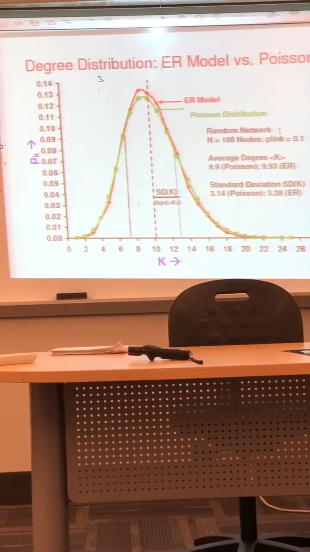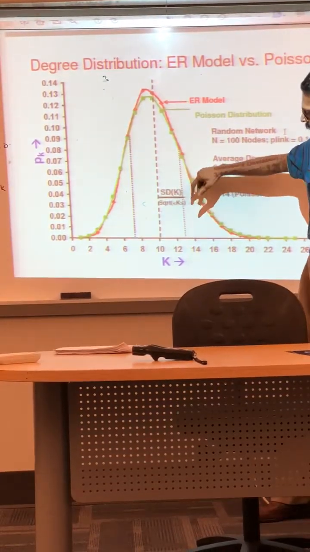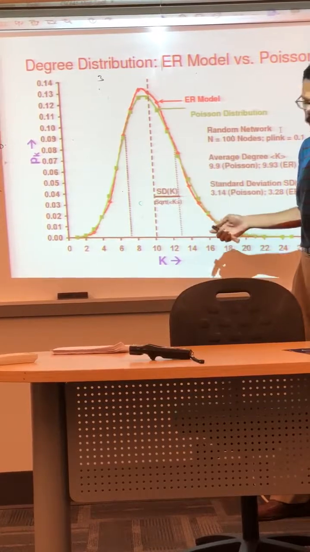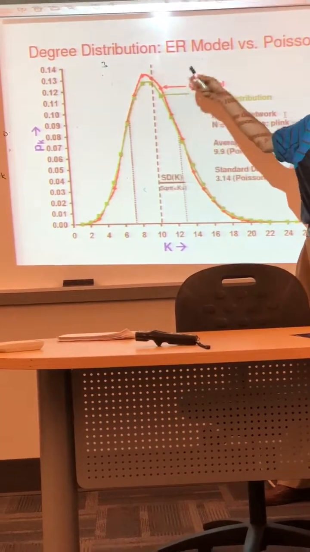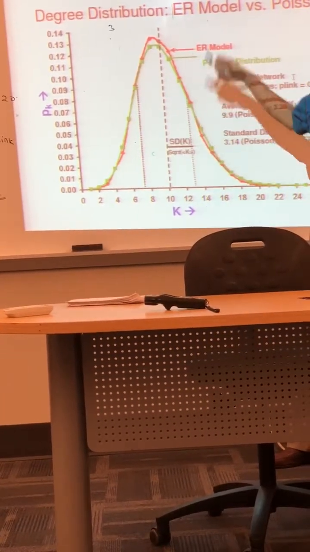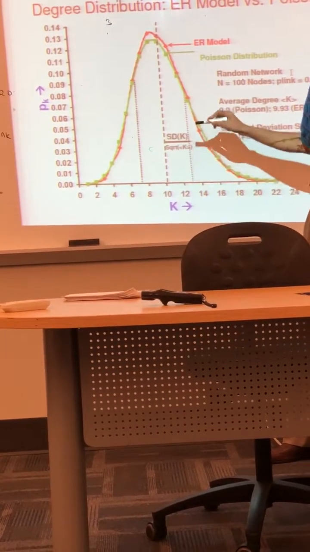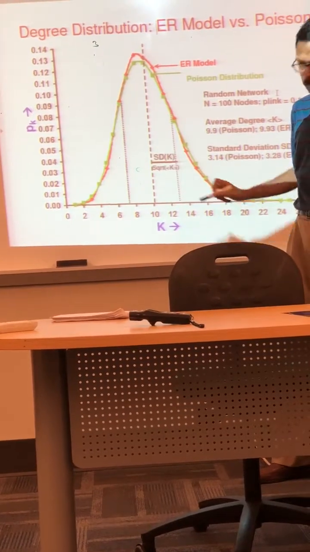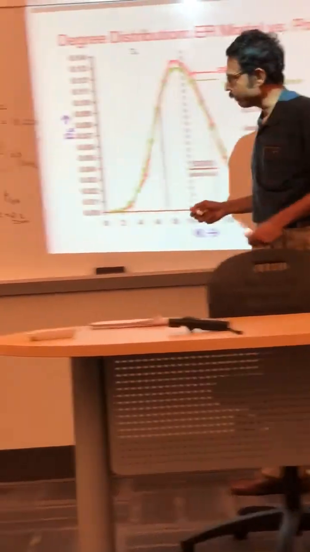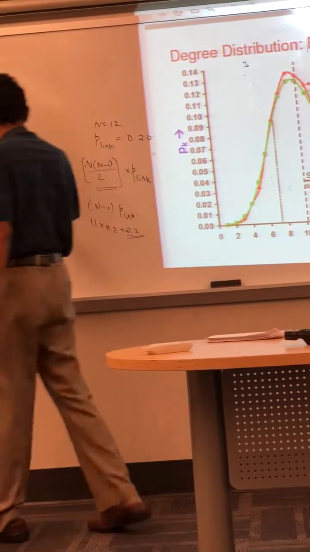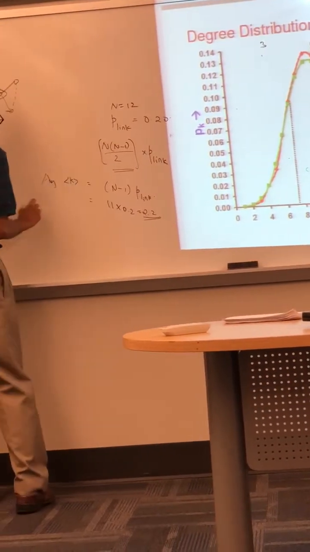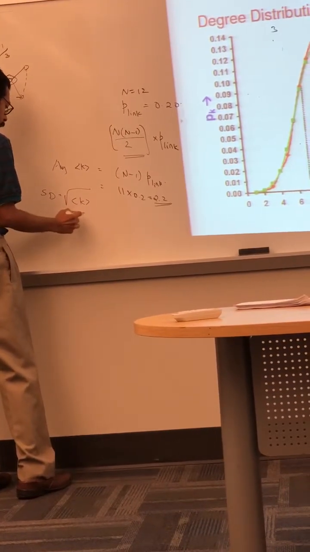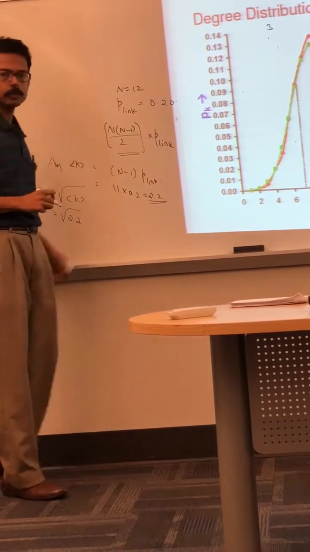Remember this one? Standard deviation is a measure of how much the degree values are deviating from the mean, the average. So for a Poisson distribution, which is what we see in this random network ER model for the node degree, the standard deviation of node degree is square root of the average degree. So once you find the average, the standard deviation is going to be square root of 2.2. Okay?